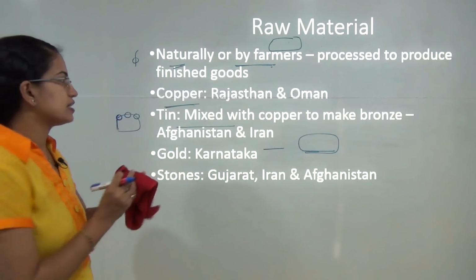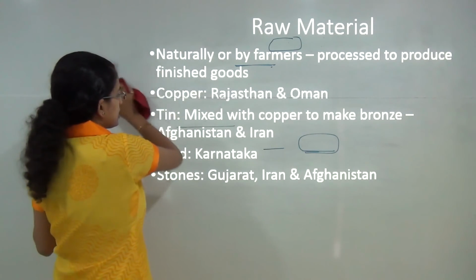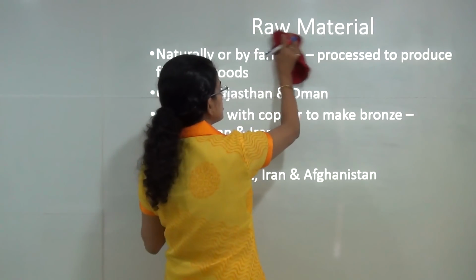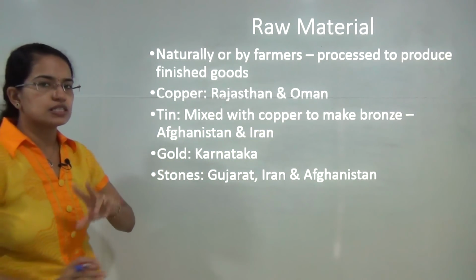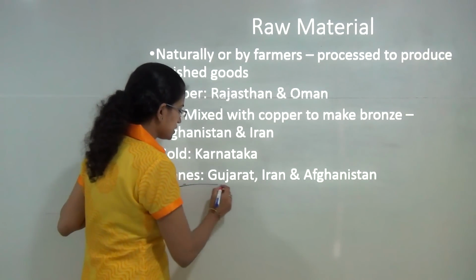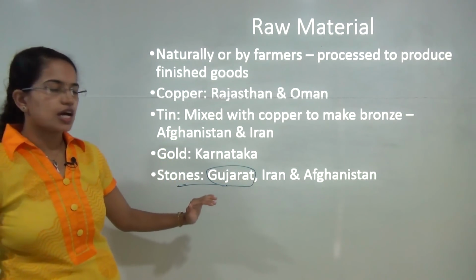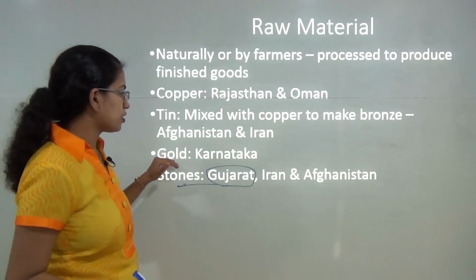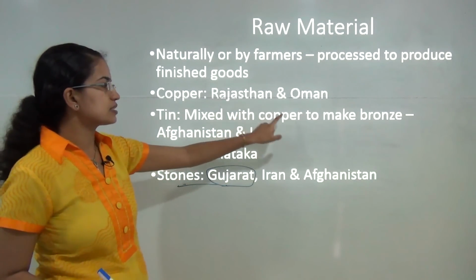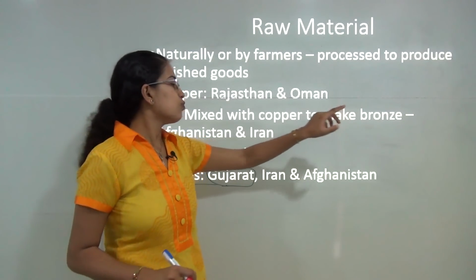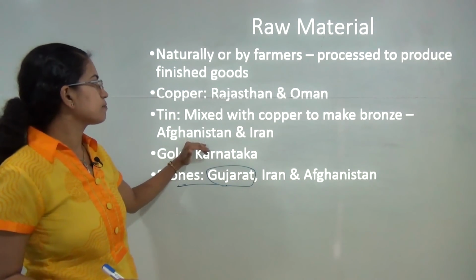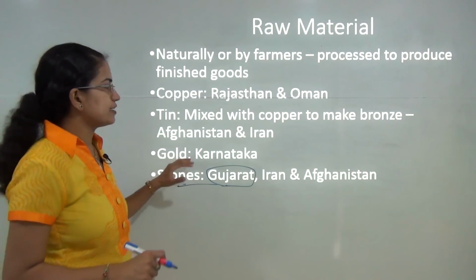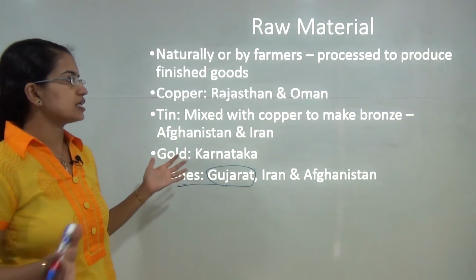Now where did they obtain the raw material from? Most of the raw material they tried to obtain was in the form of precious stone that came from Gujarat. So Lothal and Dholavira were the two main centers in Gujarat, and you had precious stones that came from Gujarat. Besides Gujarat, they tried to bring in precious stones from Iran and Afghanistan. Gold was brought from Karnataka. Tin, which was used to mix with copper to make bronze, was mainly brought from Afghanistan and Iran. You had copper that was obtained from Rajasthan and Oman. So there was a kind of good relationship with the neighboring states and the neighboring countries at that time.